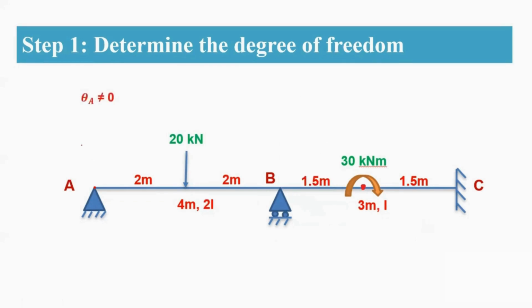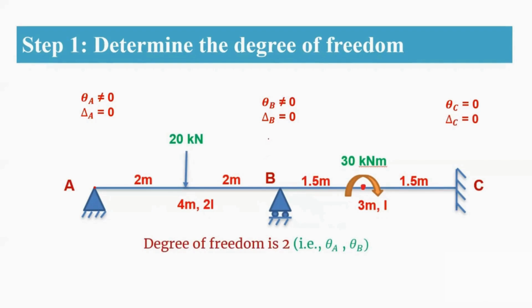Therefore, at A support, you are having a rotation, but you don't have any translation. And similarly, at B support also, you are having a rotation, but you don't have any translation. Whereas at the C support, as it is a fixed support, there will be no rotation and no translation. Therefore, here the degree of freedom will be 2. So that means theta A and theta B will be your degrees of freedom. So that one you are going to find out in this problem.